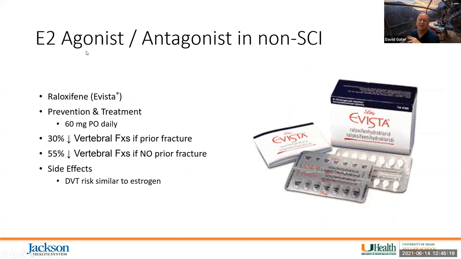The estrogen antagonists and agonist combinations, basically Evista or raloxifene, have decreased vertebral fractures by approximately a third if the person had had a prior fracture, and about a 50% reduction in vertebral fractures if they hadn't had a prior fracture but were at risk. The side effects: DVT risk is similar to that of estrogen.